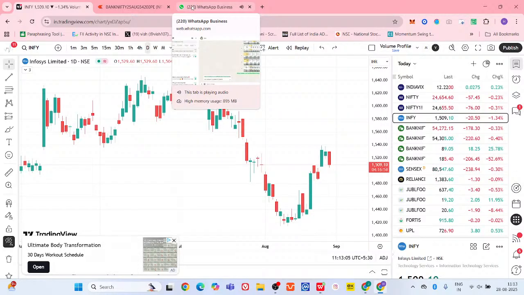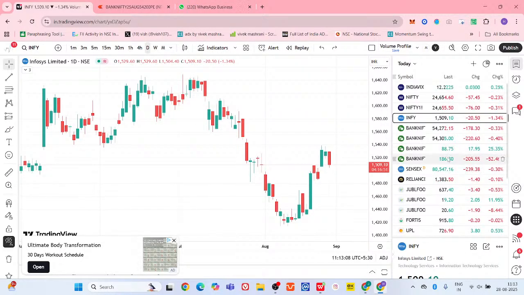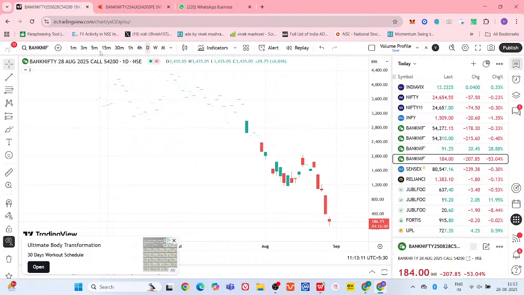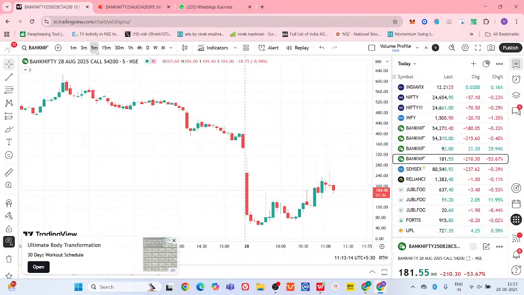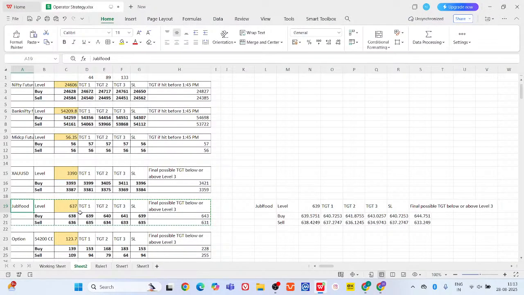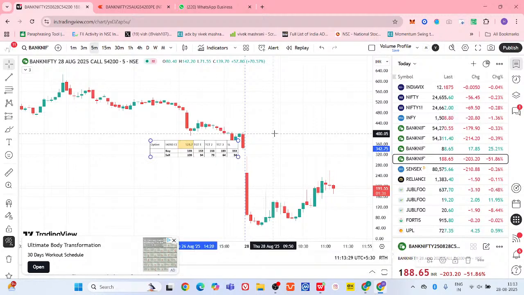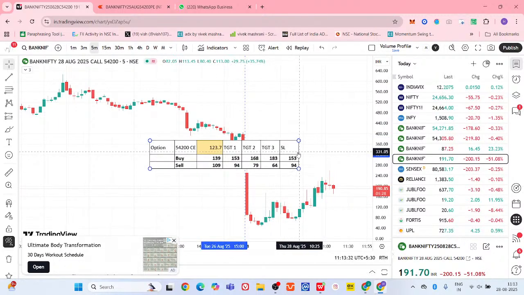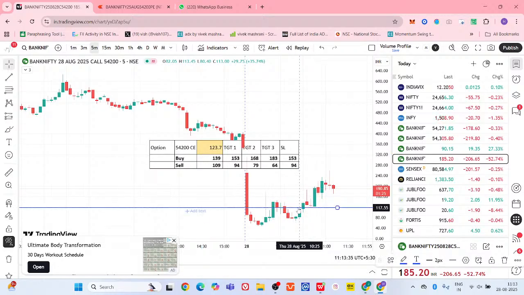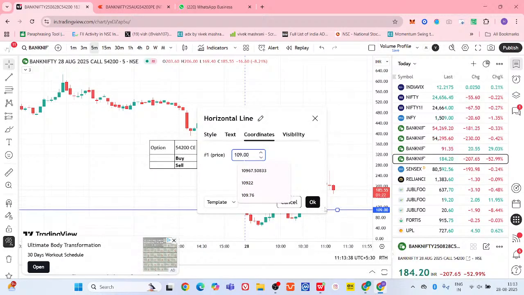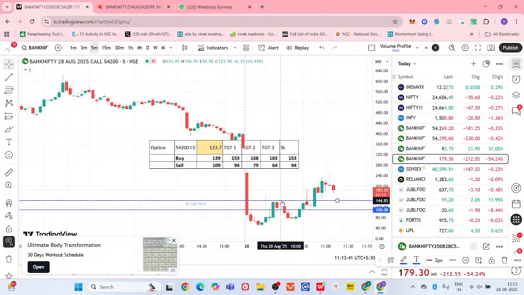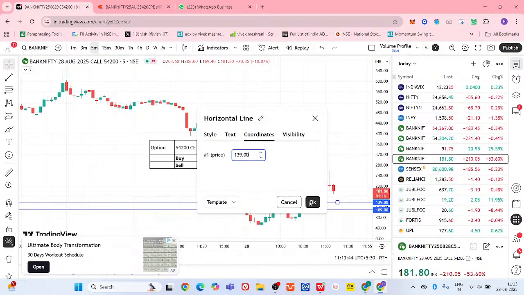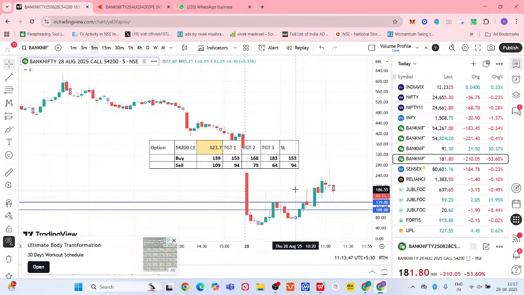Now let's see what's happening here. This is the call side. What else have I shared? What is the level I have shared? 54,200 call. We'll see whether it has worked or not. See, 109 below is sell. 139 is buy. Then what's the next target? 153.